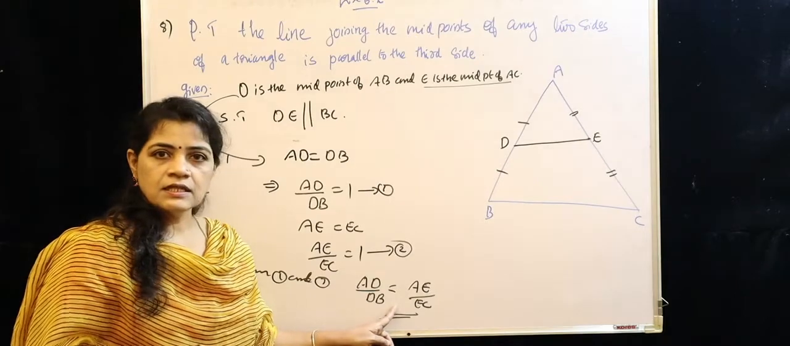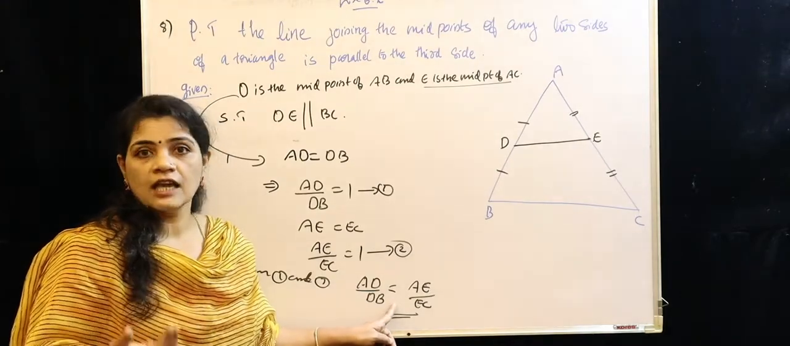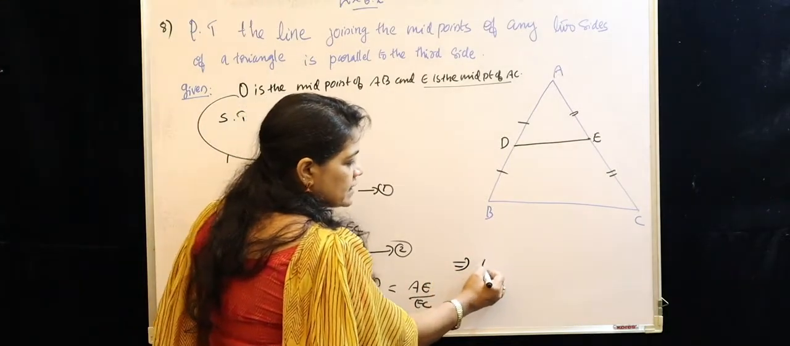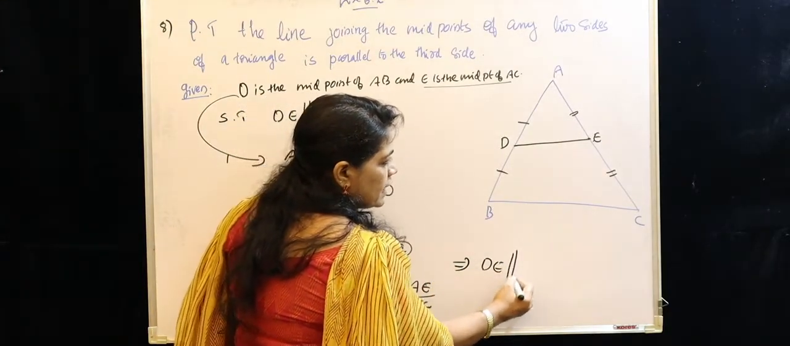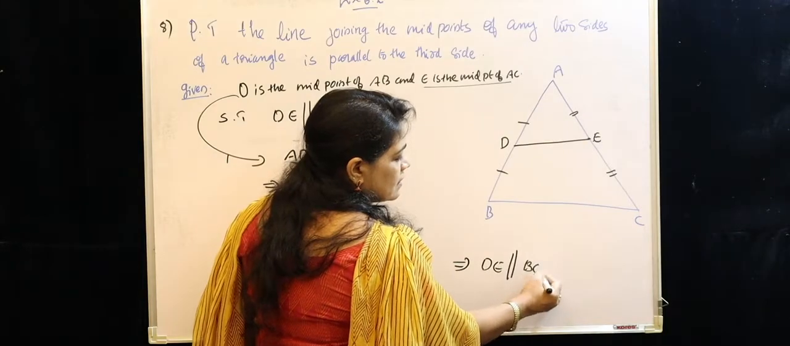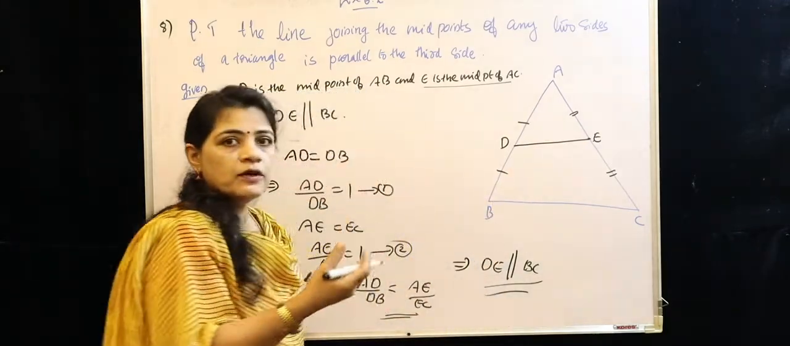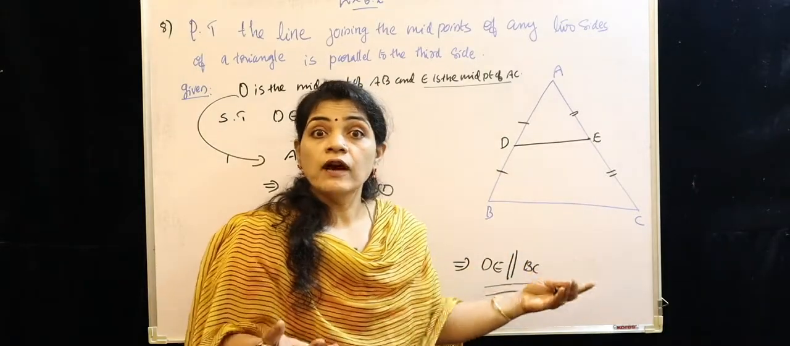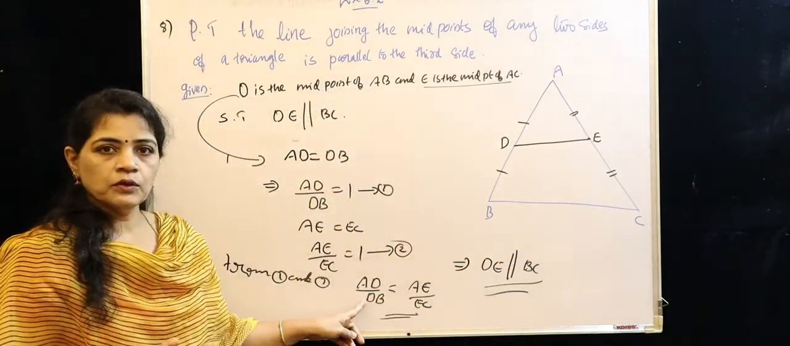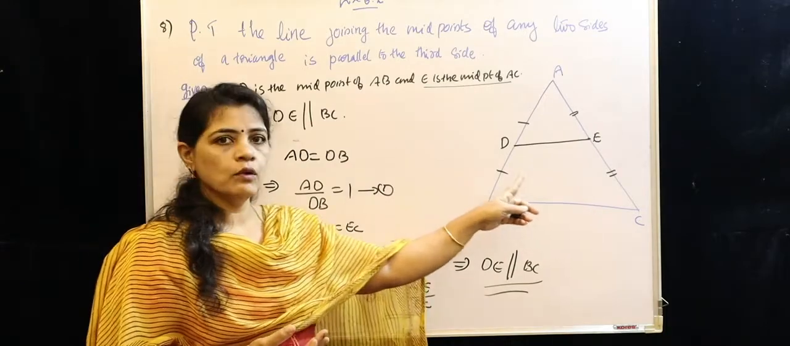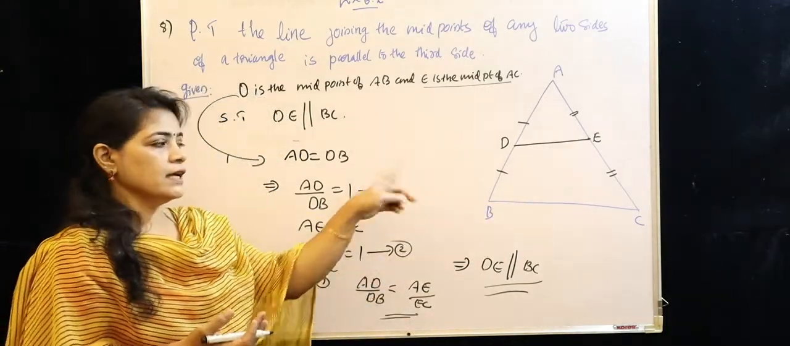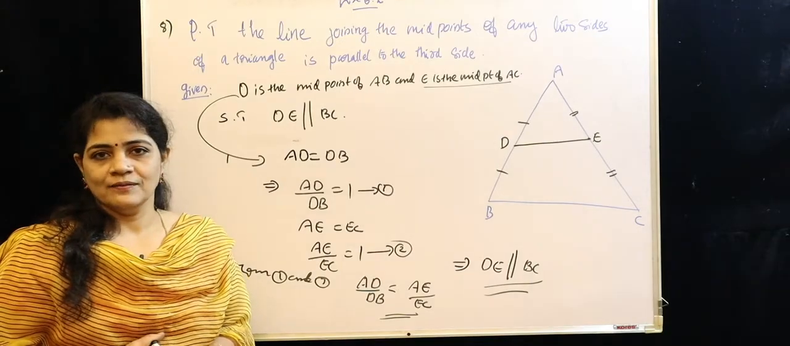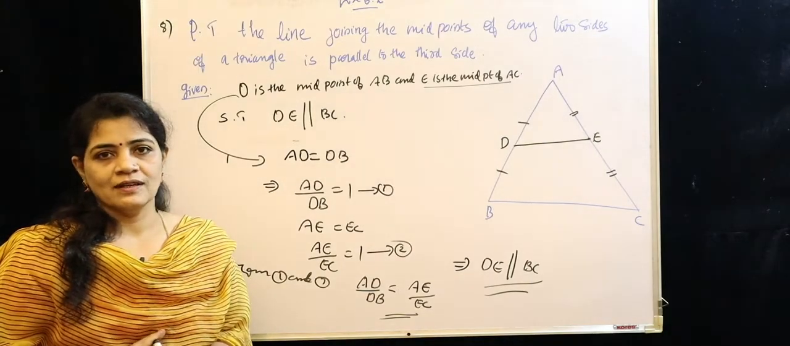Since the sides are divided in the same ratio, you can write DE parallel to BC. Why? Because here you can see that these two sides of triangle ABC are divided in the same ratio. The ratio of this side equals the ratio of the second side AC, which means DE is parallel to BC by the converse of the basic proportionality theorem.